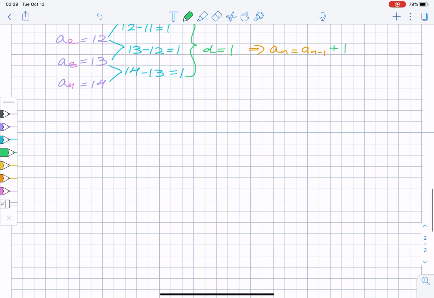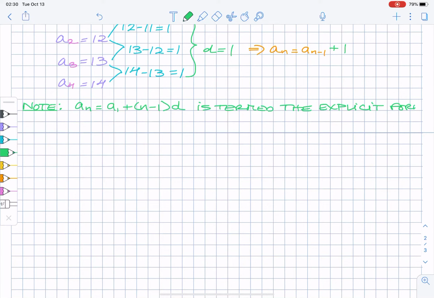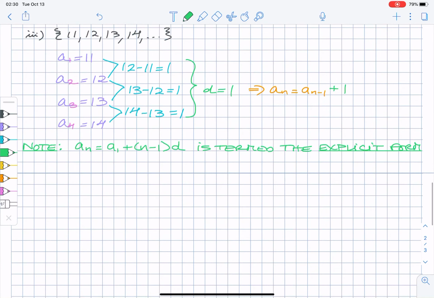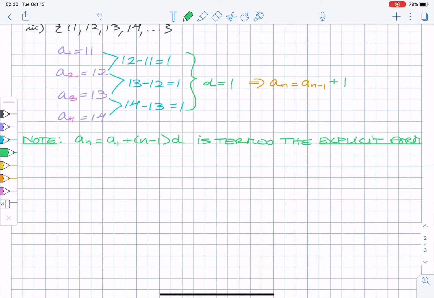So let's note that a sub n equals a1 plus n minus 1 times d, which we stated earlier, is termed the explicit form, as opposed to implicit, so explicit form or recursive form. This is explicit, so all I need is to plug in n and I'll have it.